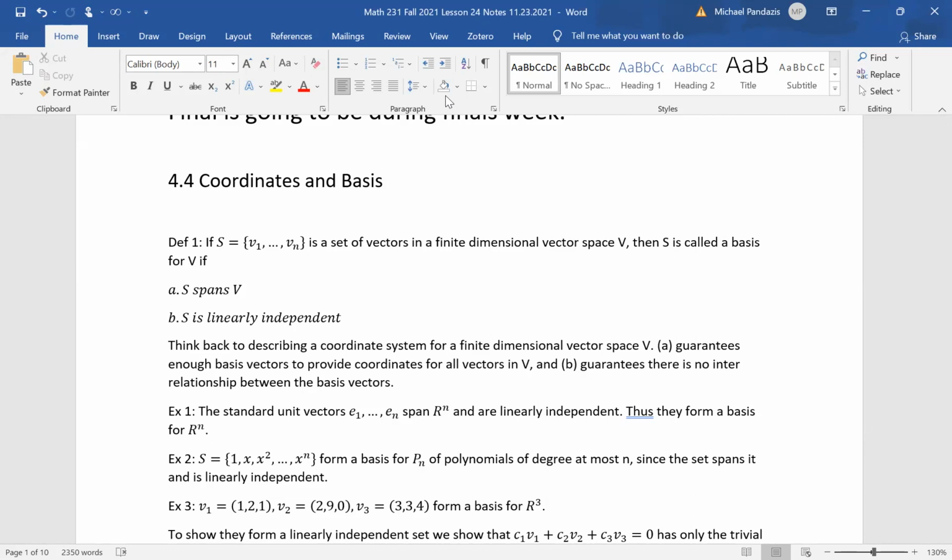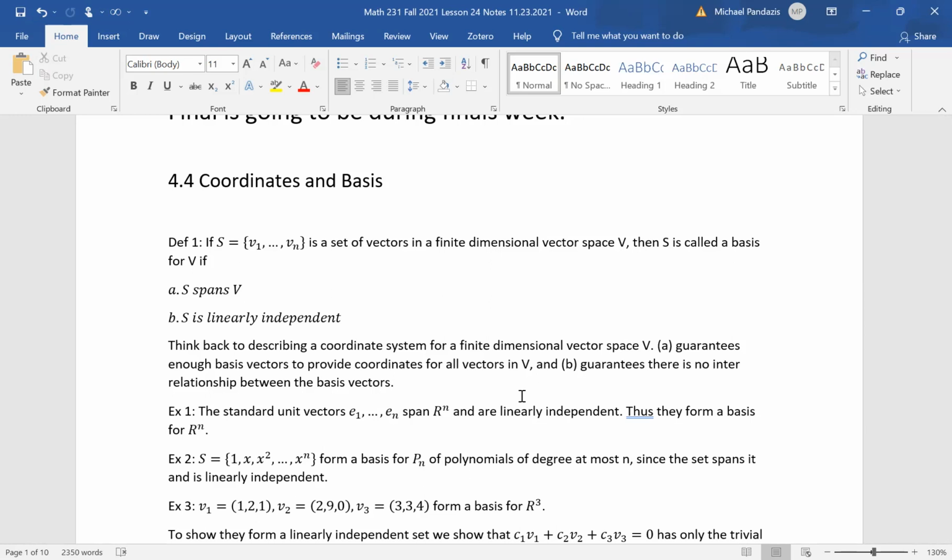That's probably better. Okay, so definition 1: if S is a set of vectors in a finite dimensional vector space V, then S is called a basis for V if A, S spans V, and B, S is linearly independent. Think back to describing a coordinate system for a finite dimensional vector space V. A guarantees that there are enough basis vectors to provide coordinates for all vectors in V, and B guarantees there's no interrelationship between the basis vectors.